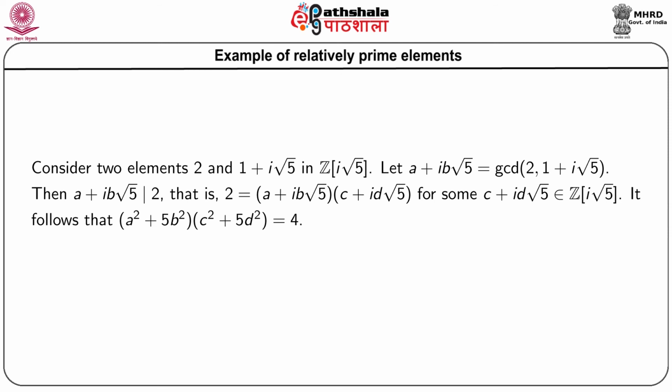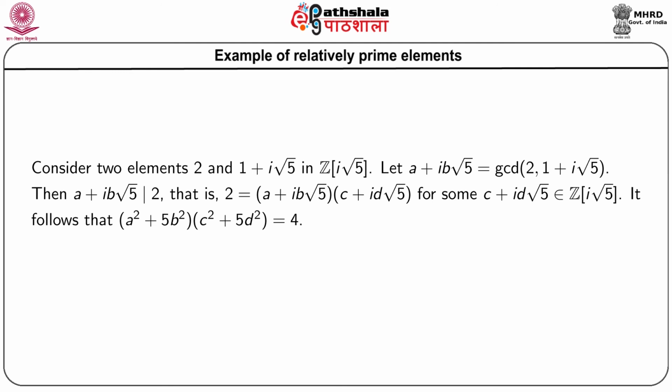We show that a GCD of 2 and 1 plus i root 5 is a unit. For this, recall that in the ring Z[i root 5] there are only two units, 1 and minus 1. Now, assume that a plus ib root 5 is a GCD of 2, 1 plus i root 5. Then a plus ib root 5 divides 2, that is 2 equals a plus ib root 5 times c plus id root 5 for some c plus id root 5 in Z[i root 5].